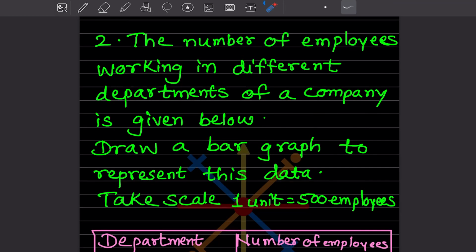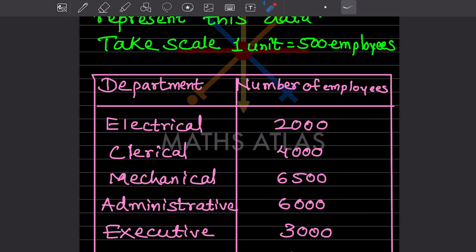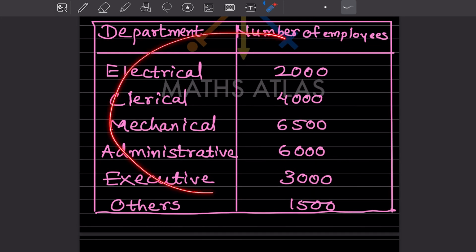So the next question is, the number of employees working in different departments of a company is given below, and you have to draw a bar graph to represent this data. You have to take the scale as 1 unit is 500 employees. So this is the table given. Electrical 2000, clerical 4000, mechanical 6500 employees, administrative 6000, executive 3000, and others are 1500. So from this basis, we have to draw a bar graph.